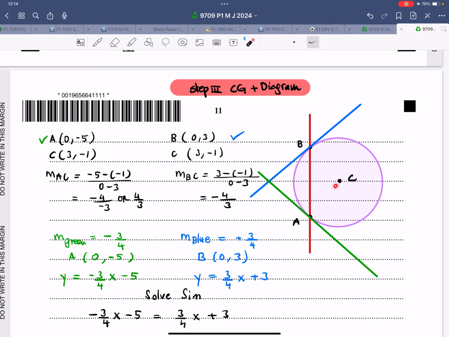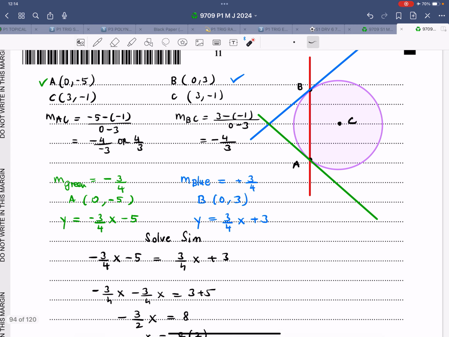Now what's the strategy? Find the gradient of AC, take the negative reciprocal, that's the gradient of the green line. Find the gradient of BC, take the negative reciprocal, that's the gradient of the blue line. Now first look at that. Gradient of AC is 4 over 3. Gradient of BC is negative 4 over 3. Gradient of the green line is this. Gradient of the blue line is this. This is the negative reciprocal.